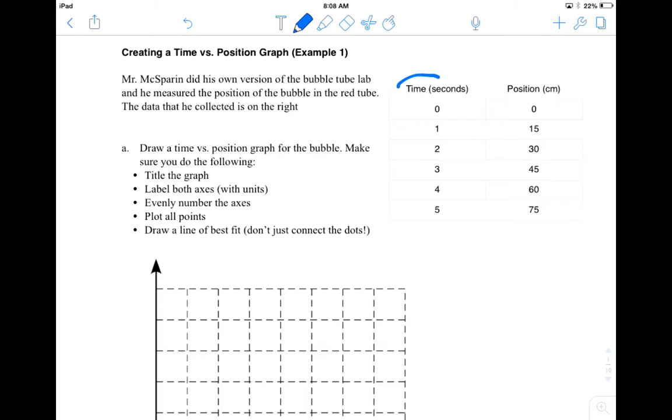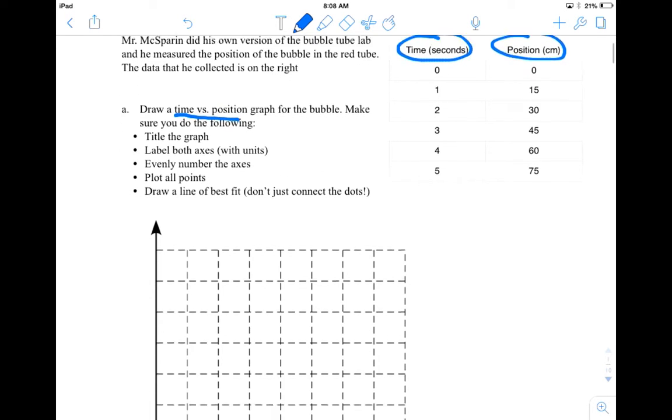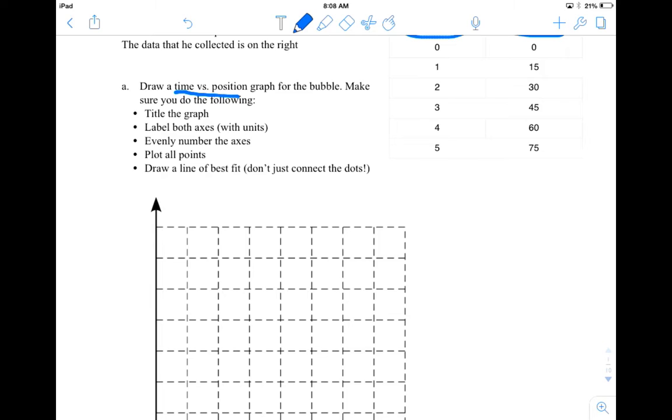Okay, so I've got my time here and my position here. So I need to draw a time versus position graph for the bubble. Make sure you do the following. So let's just check these off. So number one, title the graph. Remember that this is going to be time versus position. Okay, so check mark, got that.